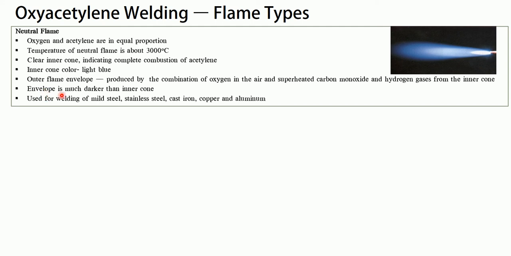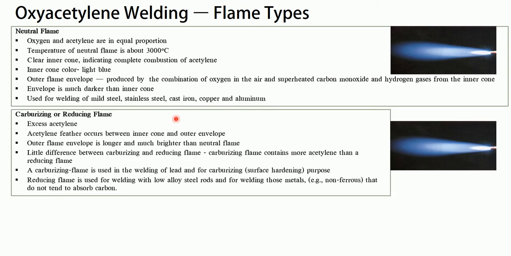Now this envelope is much darker than the inner core. If we compare the inner cone and outer envelope, the outer envelope is much darker. This one is much brighter, this one is much darker. In oxyacetylene welding, the neutral flame is used for welding of mild steel, stainless steel, cast iron, copper and aluminium.